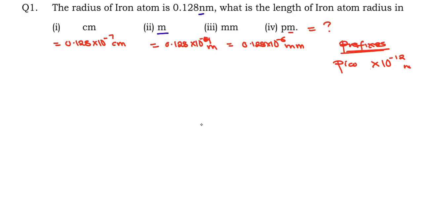Alright. Why are we using meters? Because we know that meters are the standard units of length. So you take first in meters, then you continue with your further calculations. So taking this into meters, we have 0.128 multiplied by 10 to the power negative 9 meters. Alright, so we are going to multiply now by 12, okay? Multiply this by 10 to the power 12.